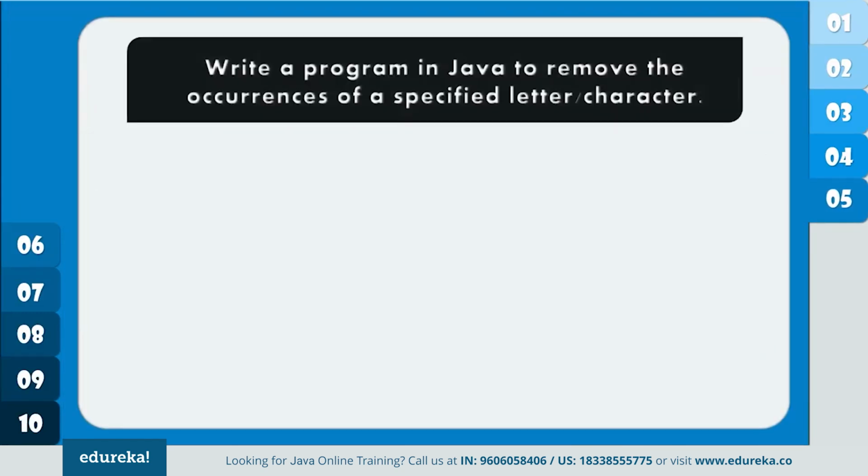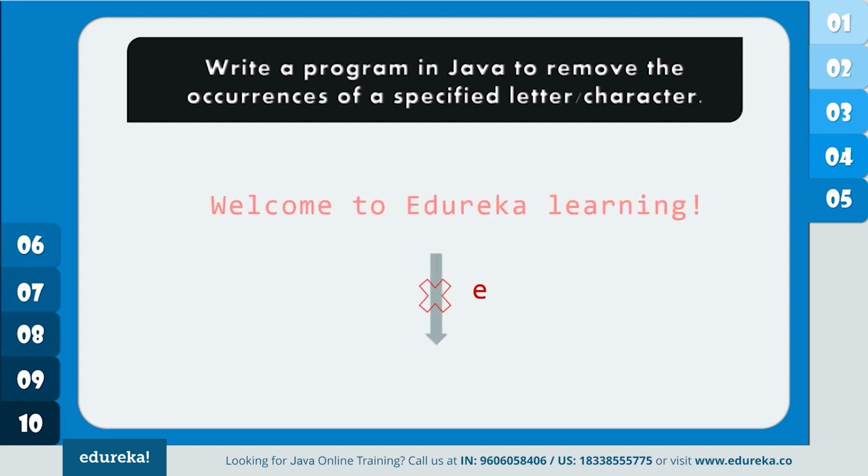It says to write a program in Java to remove the occurrences of a specified letter or a character. So in the given statement, say I want to remove the specified character E. How will I do that? Let's see that with the help of a code.